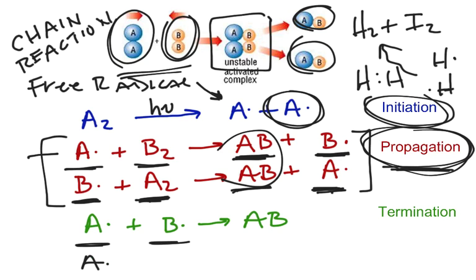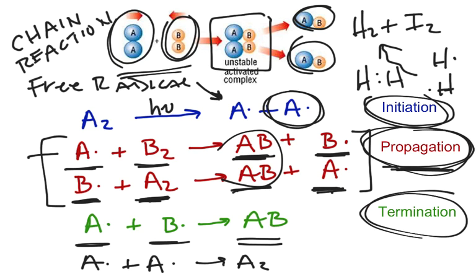it could be an A dot with another A dot. It could turn into an A2, or maybe a B dot turns into a B2, or what I wrote here, an A and a B turn into AB. But two free radicals bump into each other and turn into a stable molecule. That's called the termination step. So a chain reaction has an initiation, a propagation, and then a termination step. I just wanted to tell you about that type of reaction. So this is everything we have about chain reaction mechanisms.